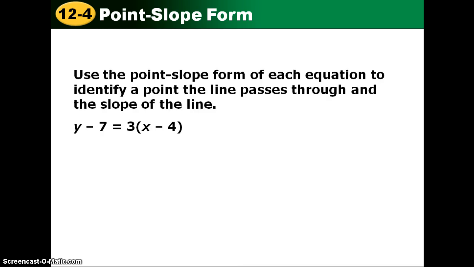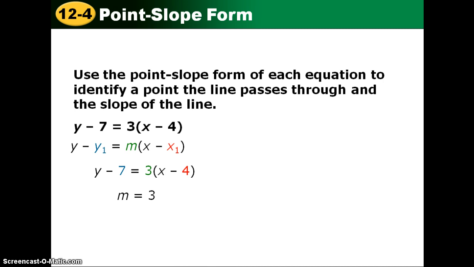So first, let's use the point-slope form of each equation to identify a point the line passes through and the slope of the line. You can see how the equation y minus 7 equals 3 times the quantity x minus 4 lines up with y minus y1 equals m times the quantity x minus x1. It's easy first to identify the slope because that's always going to be the number in front of the parentheses. So we would say m equals 3.